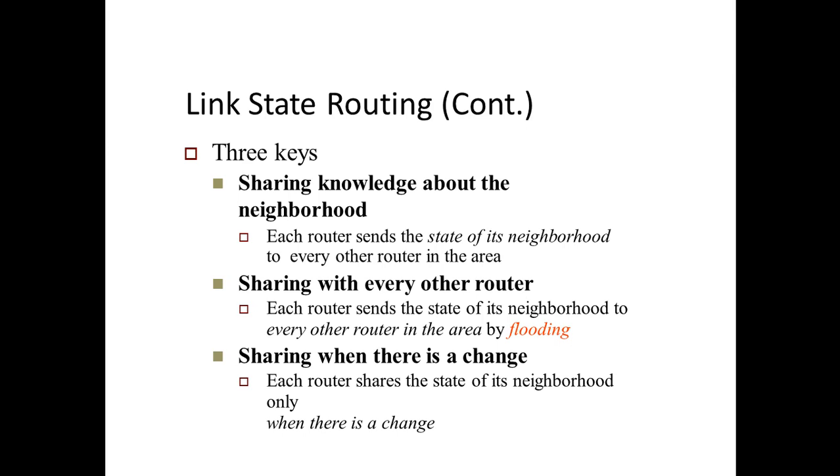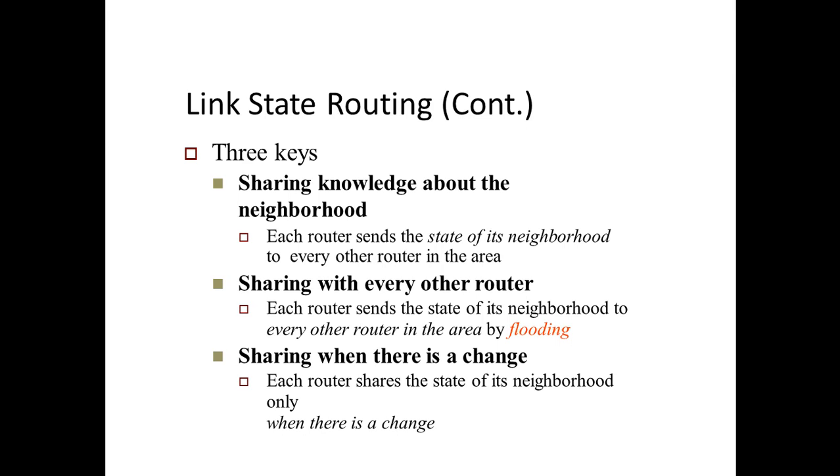The first one is that it has to share the knowledge about the neighborhood. Each router sends the state of its neighborhood to every other router in the area. The router will be transmitting information about the neighborhood: in my neighborhood there is R1, R2, R3, and I am R4. This R1 or R4 will be providing such information about the whole neighborhood.